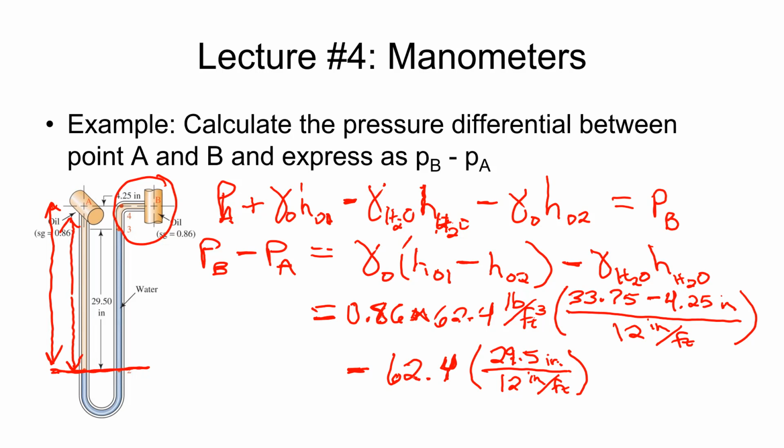So I set up the equation 0.86 times 62.4 times 33.75 minus 4.25 divided by 12. And then I've got minus the 62.4 times 29.5 inches divided by the 12 inches per foot. So if I continue to solve, I should get PB minus PA is equal to, for the first piece, 131.92.